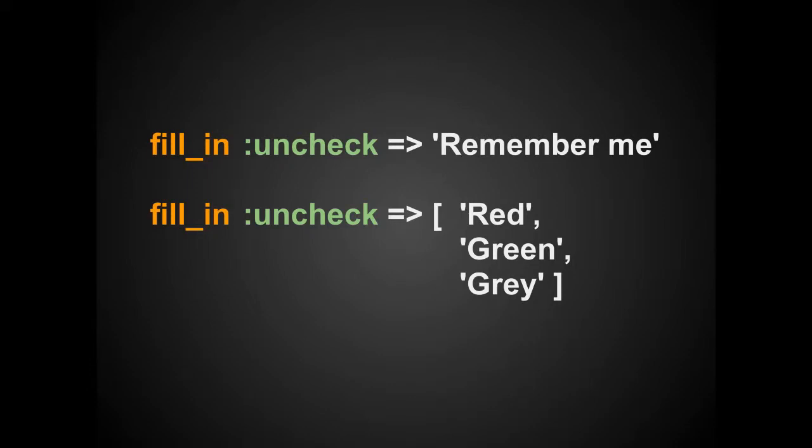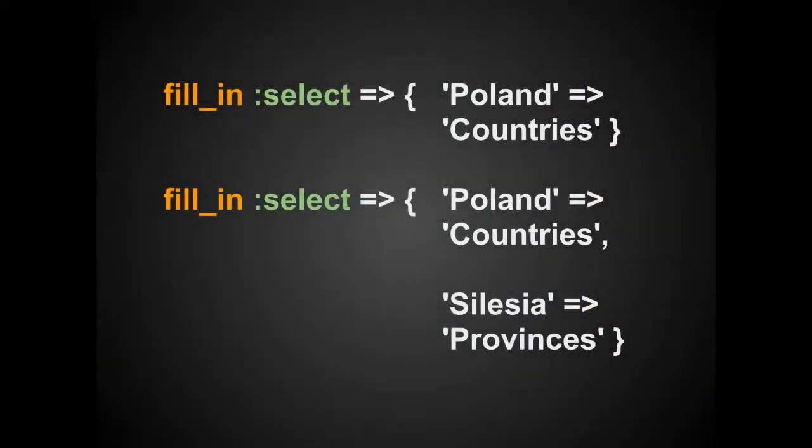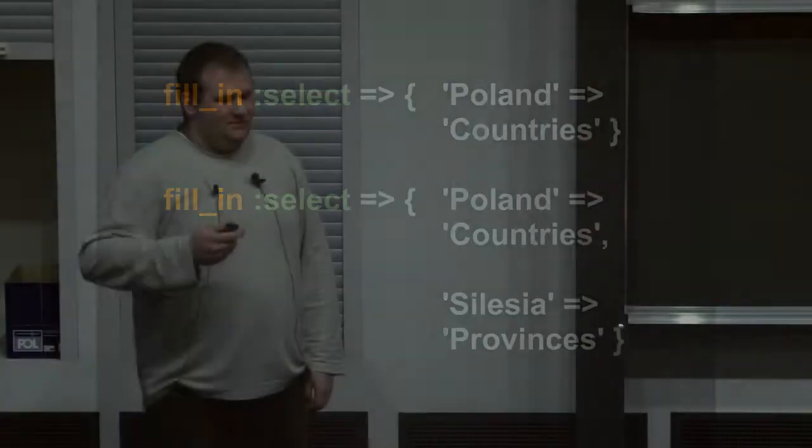Checking, unchecking. Radio buttons. There is no unchoose, of course, because there is no such action that a user can do within the browser. The selects. You can also pass a hash of which value you want to choose from which select, and chain more than one in one method call.